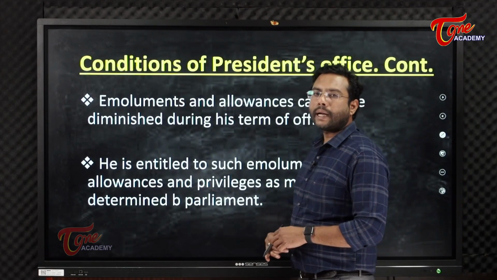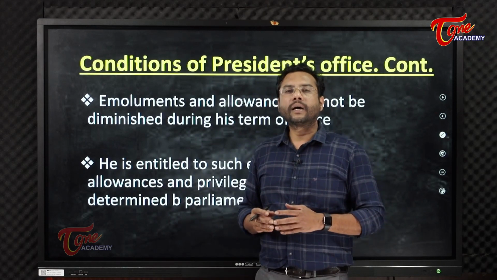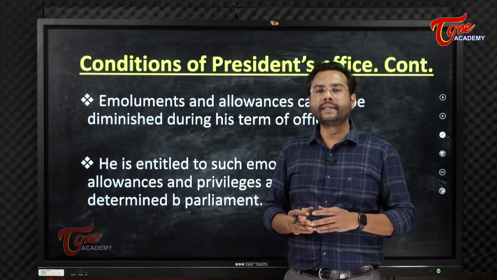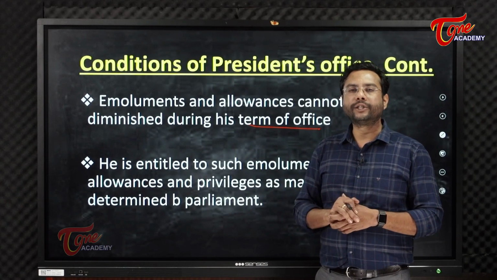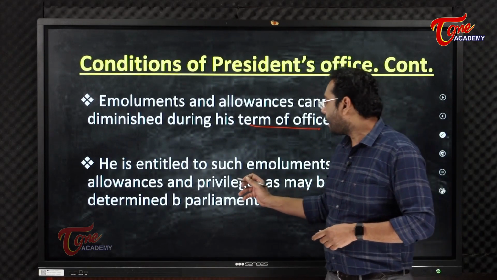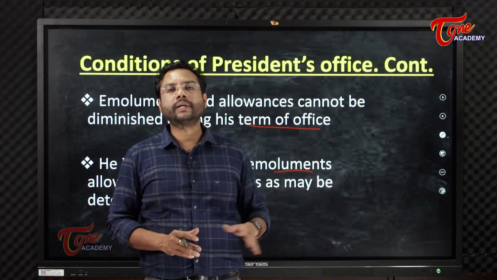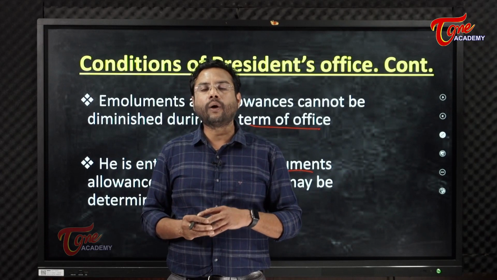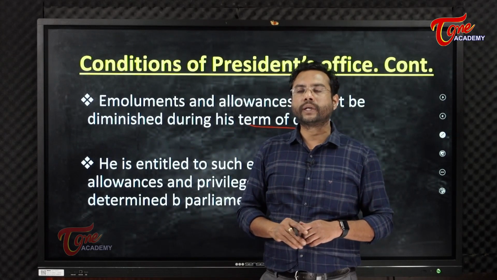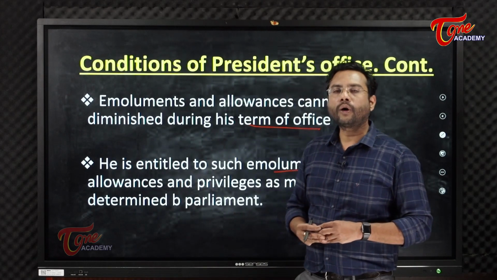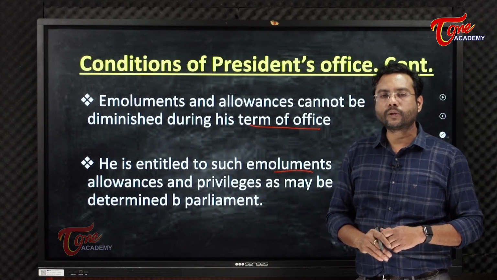So all those emoluments and allowances cannot be decreased. Whatever the emoluments, allowances or salary provided to the President should not be decreased during his term of office. And he is also entitled to many emoluments and privileges as determined by the Parliament. Here the Constitution has given the power to the Parliament to decide on providing emoluments and allowances to the President of India, because everything is not mentioned in the Constitution. Parliament has brought many laws regarding the conditions of office of the President, and also decided what privileges should be provided to the President.